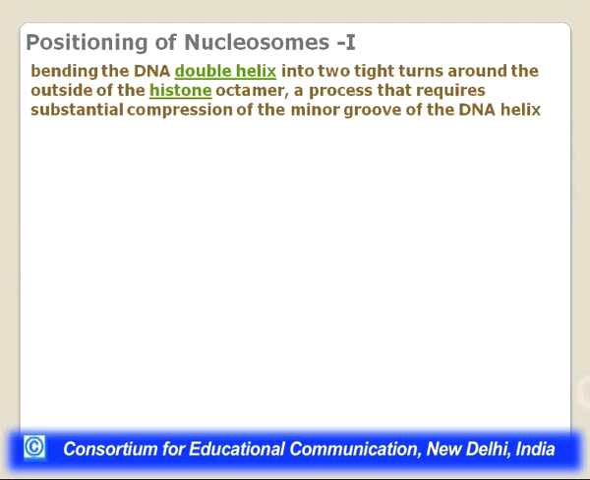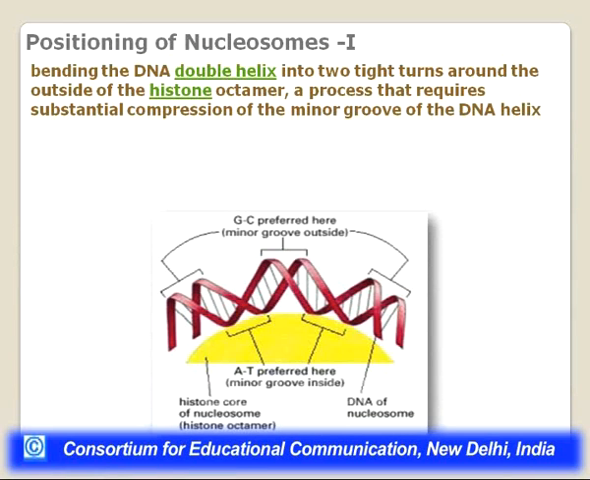The first aspect is that this positioning is done by bending the DNA double helix into 2 tight turns around the outside of the histone octamer, a process that requires substantial compression of the minor groove of the DNA helix. We talked about how the octamer protein interacts with the DNA only at the minor grooves, and at the minor grooves this DNA bends down. Bending of the DNA is easier when AT base pairs are there rather than GC base pairs. So AT regions are preferred when they are in the minor groove facing inside, and the GC-rich minor grooves are exposed towards the outside. So the nucleosomes are positioned.